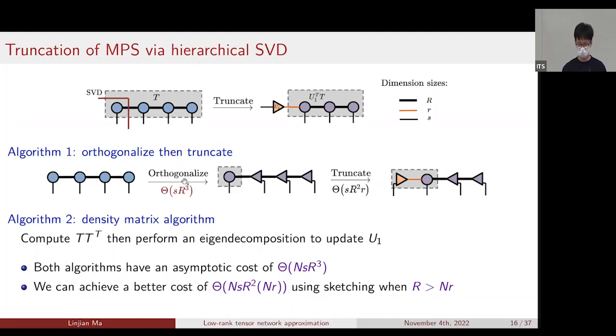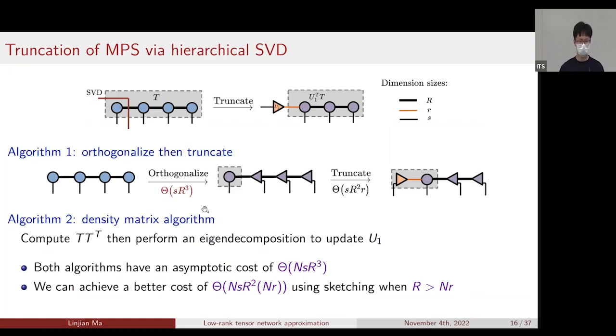Orthogonalize means that we do a sequence of QR decompositions from right to left, so that all the singular values are in the leftmost matrix, and the others are all orthogonal matrices. Then to do the truncation, we do the SVD of the leftmost matrix, and use that to reduce the bond dimension and update the second tensor. This orthogonalization is the most time-consuming step, since it has a cost of S times R to the cube, because doing the QR is pretty expensive. There are some other algorithms, for example the density matrix algorithm, but for this problem it has the same cost.